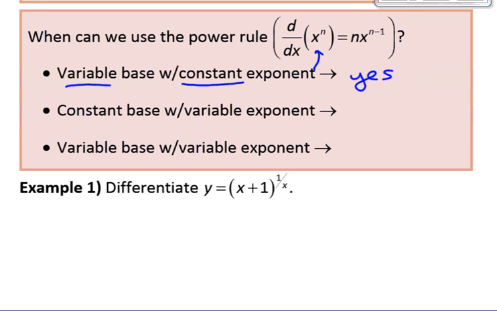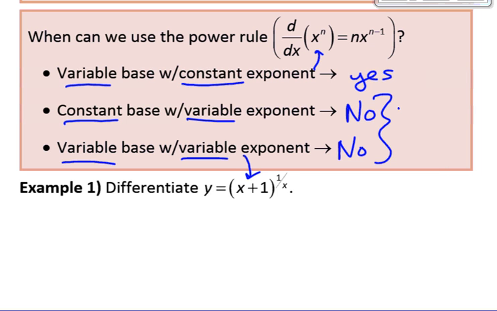But you've got to be careful with that, because what if you have a constant base with a variable exponent? You can't do that. You're going to have to use the rule we just learned or logarithmic differentiation. Same with, what if you have a variable base with a variable exponent, which looks like example number 1 here? Then you also cannot use the power rule. With both of these, you have to use logarithmic differentiation.